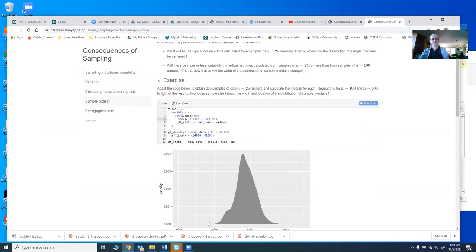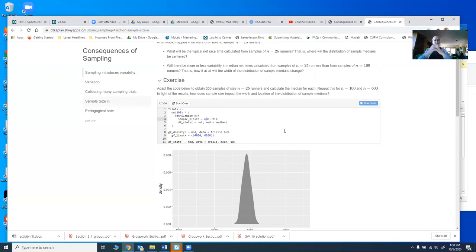And now I get much closer to being a nice bell shaped. I got a little bit of a hump here, but not a whole lot. Much better. If I change my sample to 600, let's say, I get an even more bell shaped. So what is happening is I'm changing my sample size. Remember, I'm taking a sample. This time I'm taking a sample of 600. So I have my 6,000 people and I'm taking 600 of them and calculating the median.